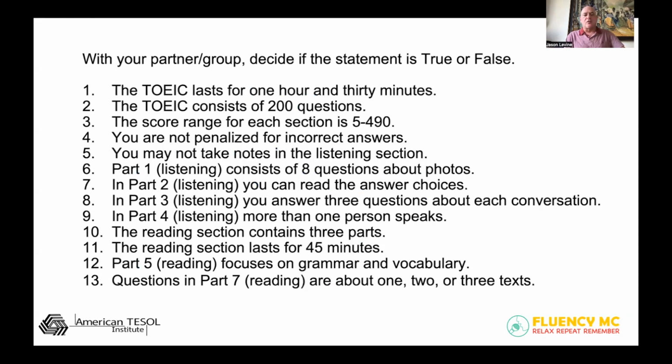What can you do? So you can do a true false. This is for the TOEIC. I have another one for TOEFL and IELTS. Also have them in game form. I'll show you in a moment. A great site where you can take something like this and make it into an interactive game.